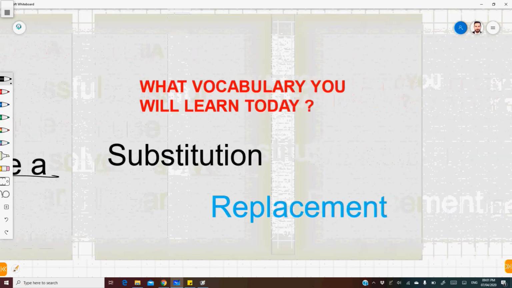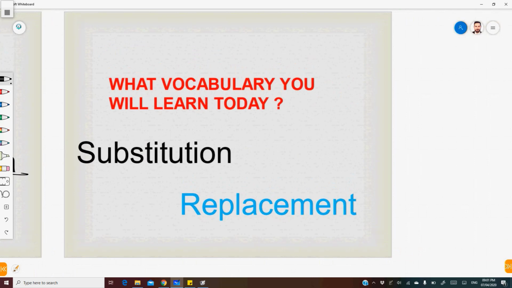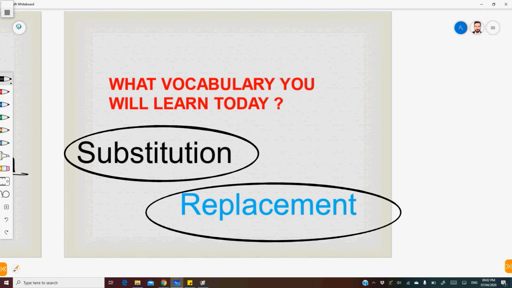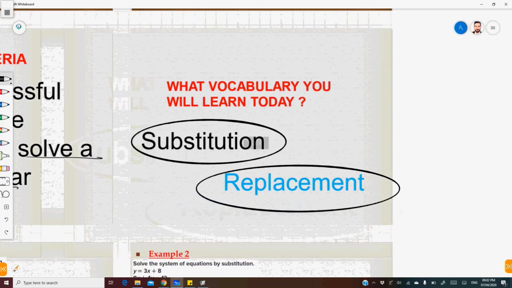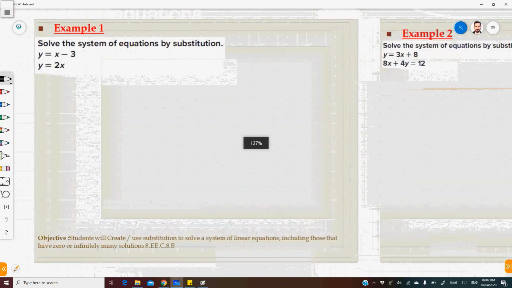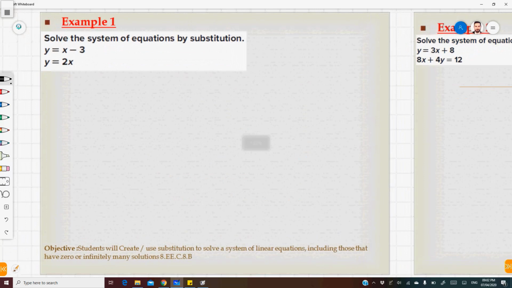And what vocabulary will you learn today? Yes, good. Your vocabulary today is substitution. And do you know what it means? Yes, I can hear you, it means replacement. Correct. You are going to do replacement. And I will show you how to do replacement in our first example here. Our first example says: solve a system of equations by substitution.